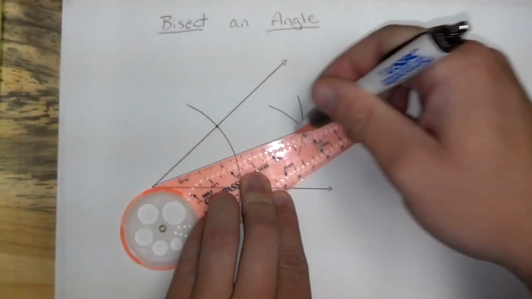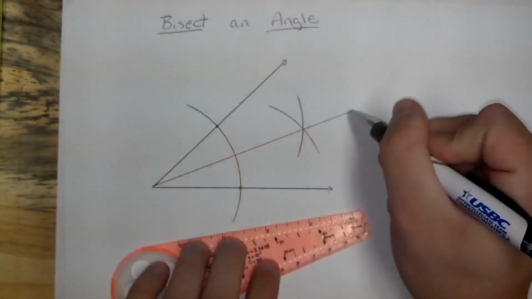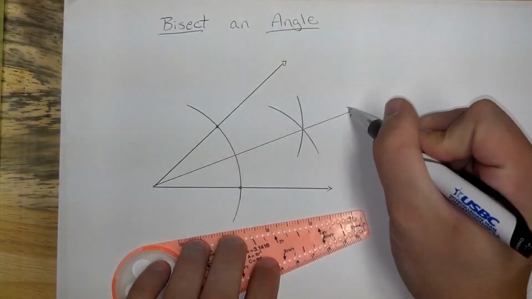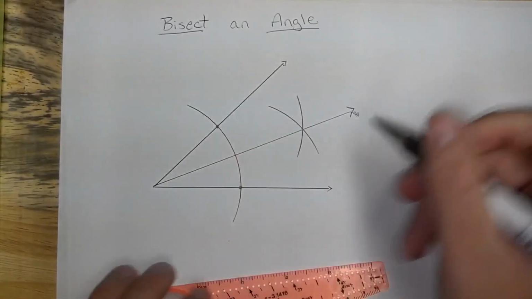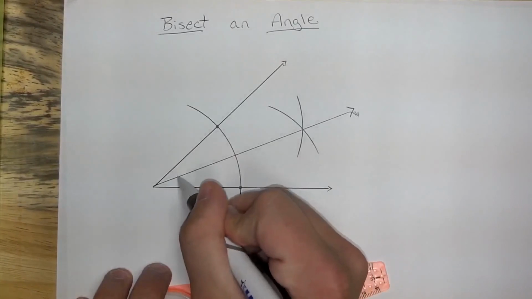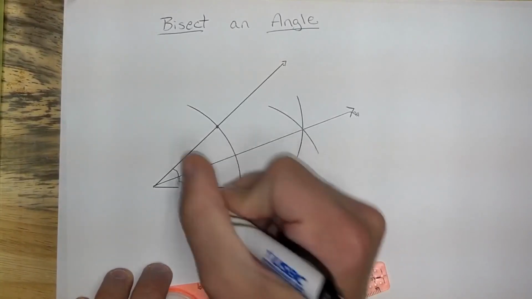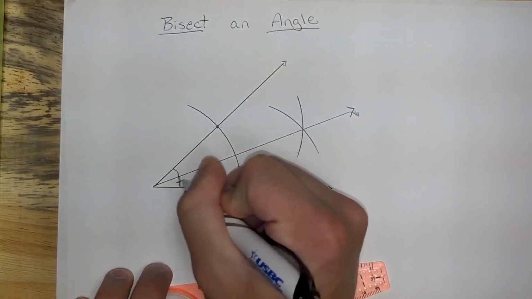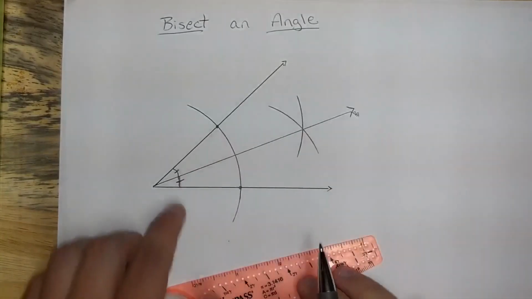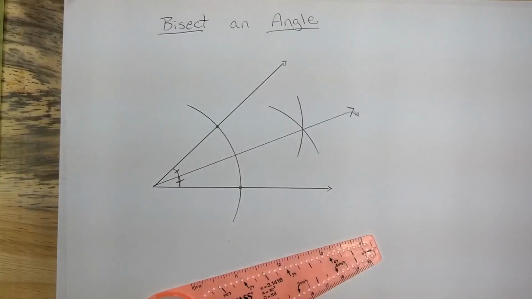Let's see if it worked out. Alright, there we go. Don't worry about the little squiggle. Alright, now this top angle and bottom angle are perfectly congruent. Same size, which means we can use these cool little congruent marks. And that's how you bisect an angle.